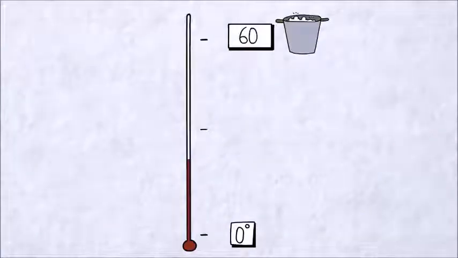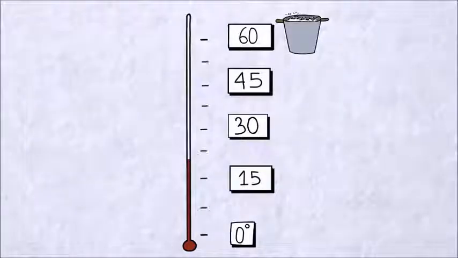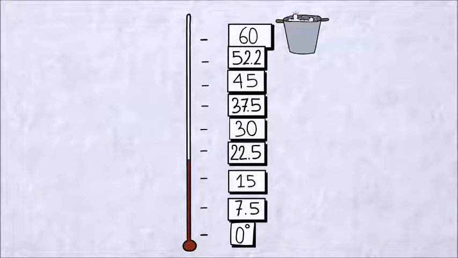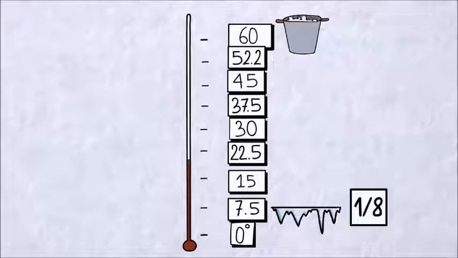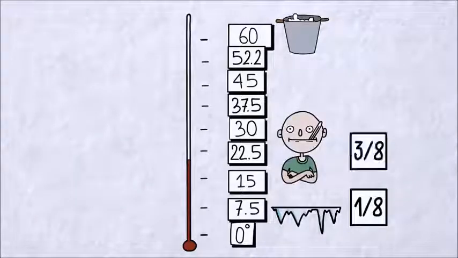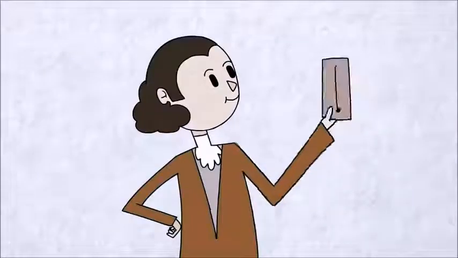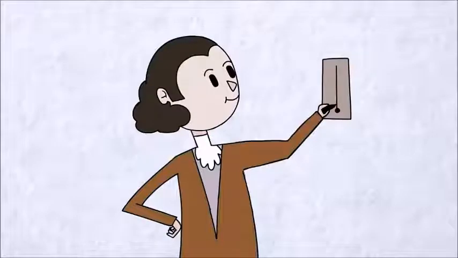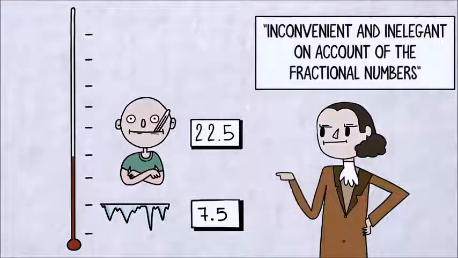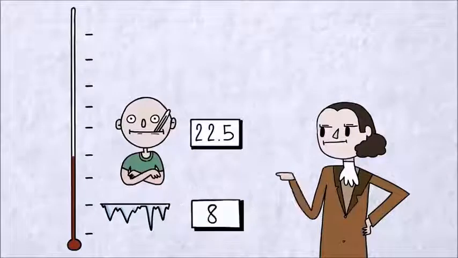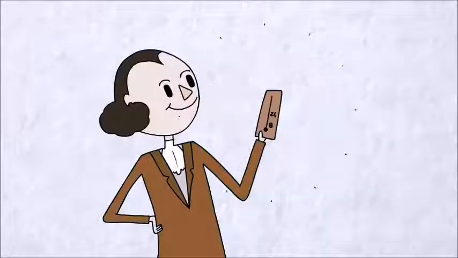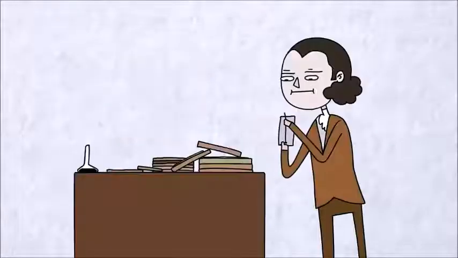So if you take this scale, divide it in half again, and in half once more, you find the freezing point of water 1/8 up the scale and human body temperature 3/8 up the scale. So at their meeting in 1708, Fahrenheit learned of Romer's temperature scale and adopted it as his own, adjusting it slightly because he found it inconvenient and inelegant on account of the fractional numbers. So he scaled them up to 8 and 24. And this is the original Fahrenheit scale.